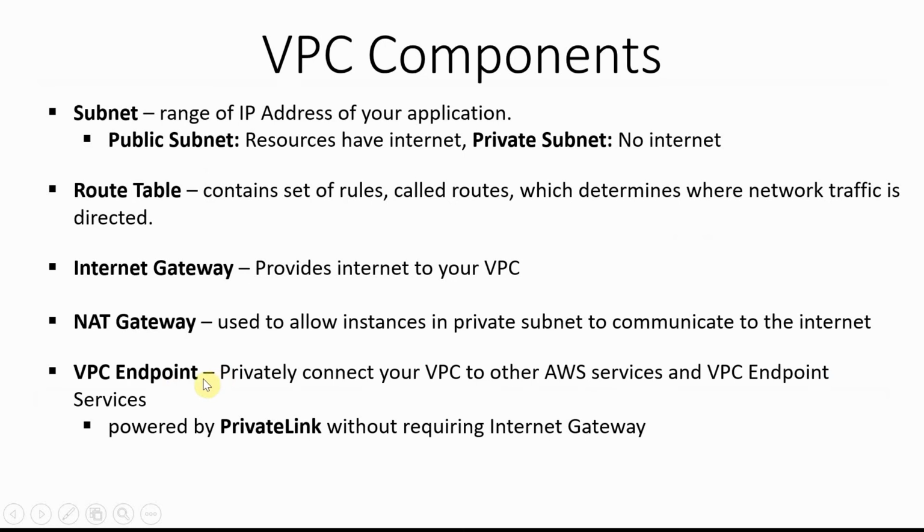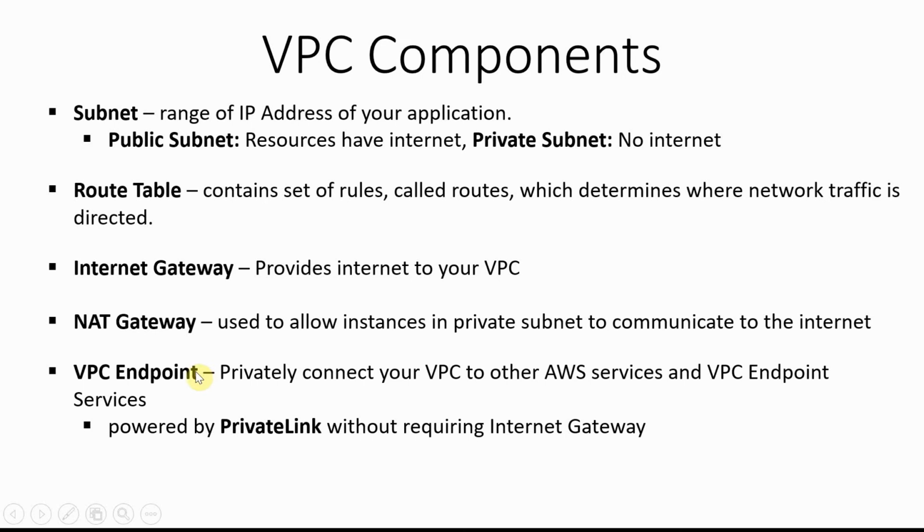So what that means is you can privately connect your VPC to other resources, and privately connect is the keyword. What it means is it will not have internet. So without internet, two VPCs can talk, for example, using a VPC endpoint. From the name itself, it is an endpoint. It gives a tunnel kind of scenario where two VPCs can talk to each other without internet. So that is the VPC endpoint.